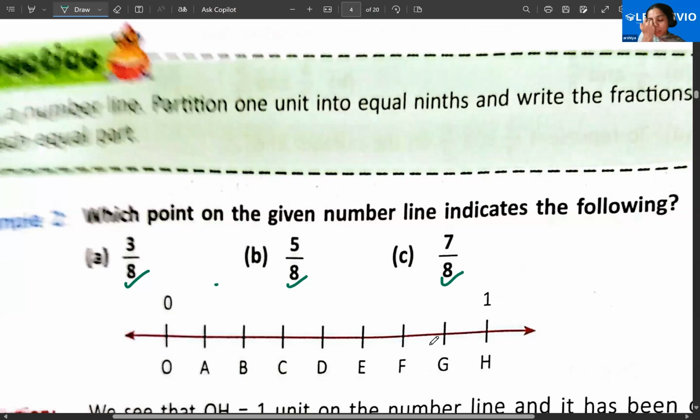So they have given a number line and they have given the alphabets. Point O is 0, point A will be something, point B will be something, and point H is 1. So we have to find which of them represents 3 by 8, which is 5 by 8, and which is 7 by 8. Now if this is 0 and this is 1, what will be the value of 1 here?